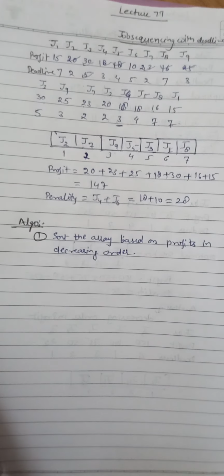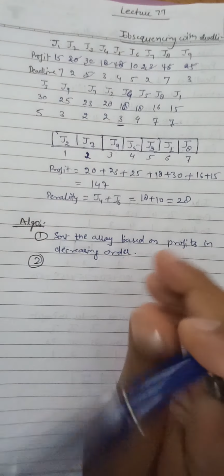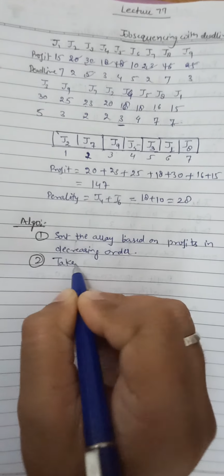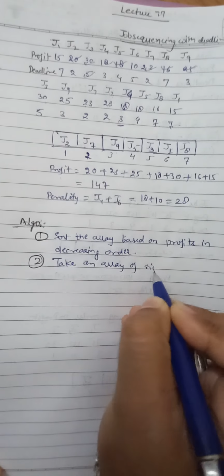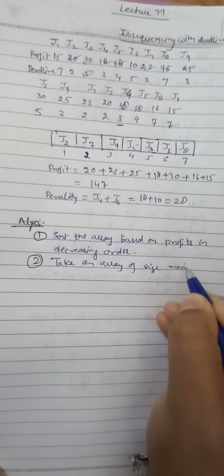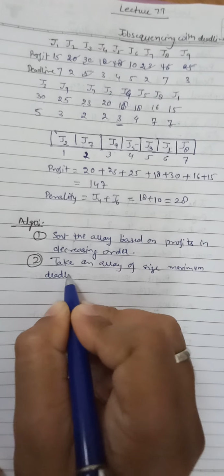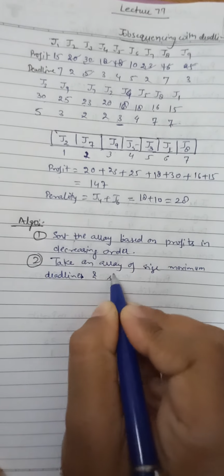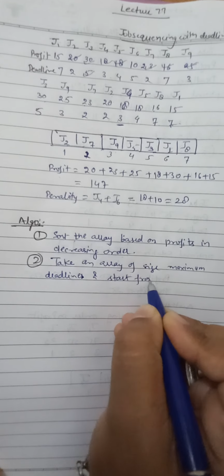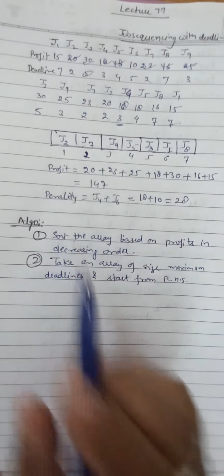Then what is the second step? The second step is to take an array of size maximum deadline and start from the right hand side. So whatever we are writing, we'll start from right hand side to left.